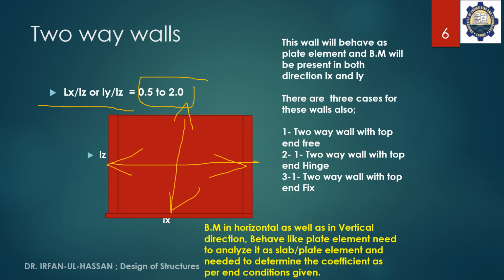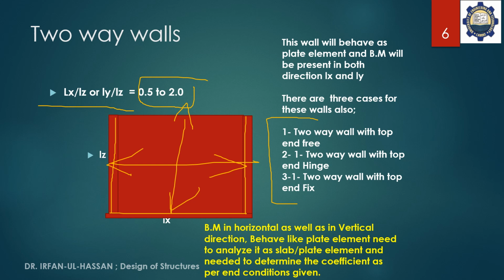So how to deal with this case? Actually, as I told, this is bending in both directions, and this elevation is showing that the left end is fixed, the right end of the wall is fixed, the bottom end of the wall is fixed, but the top end of the wall can have any of the three conditions. So bending moment in the horizontal as well as the vertical direction is present. So this wall will behave like a plate element. We have to analyze it as a plate element, not like a line element like we analyzed the one-way walls, because this is a two-way wall.